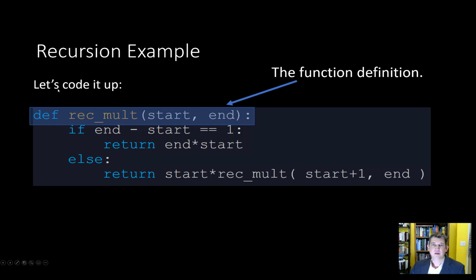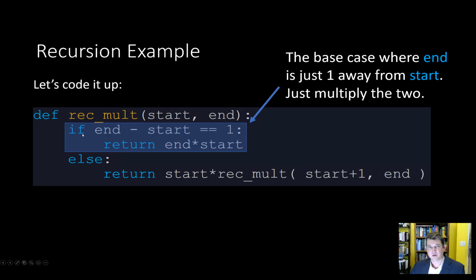All right, so let's take a look at the code that actually does this. The first thing is, of course, we have our familiar function definition. I'm going to call it recmult for recursive multiplication. It takes a start integer and an end integer. And here's our base case. If end minus start is equal to 1, then the end and start are almost the same. There's only two integers to multiply here, and because we're doing consecutive integers, they're only one apart. So if that's all we have, then we return end times start.